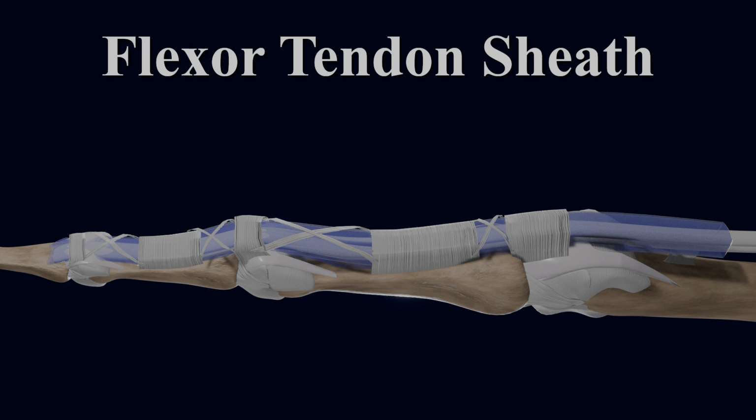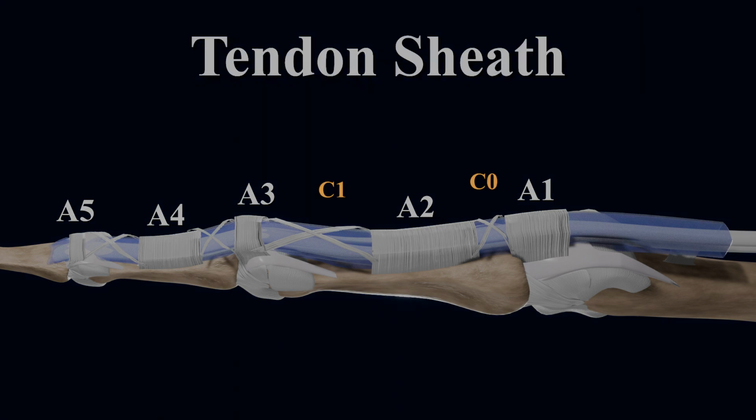The odd annular ligaments, A1, A3, and A5, are located over joints and supported by the accessory collateral ligaments. A2 and A4 lay over the proximal and middle phalanges, respectively. The C0, C1, C2, and C3 cruciate ligaments lie between the annular ligaments.